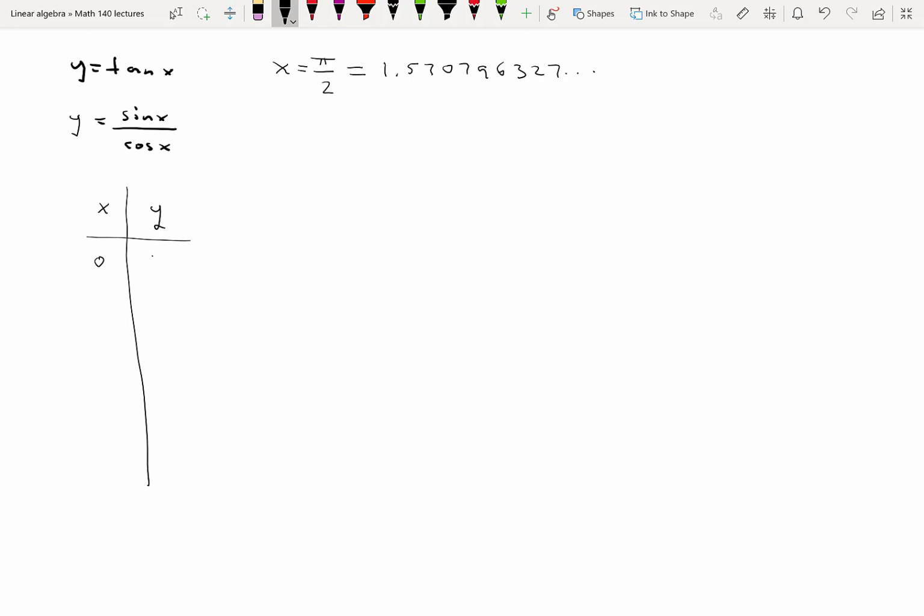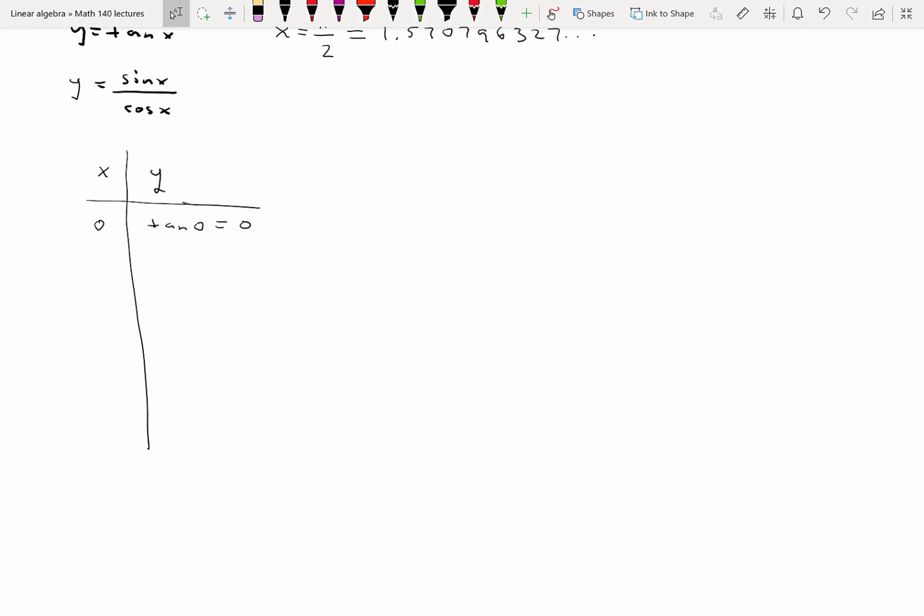Well, the tangent of 0 is 0. So the tangent function goes through the origin. Let's let x get a little closer to pi over 2. Well, let's let x equal pi over 4. Pi over 4 is half of pi over 2.